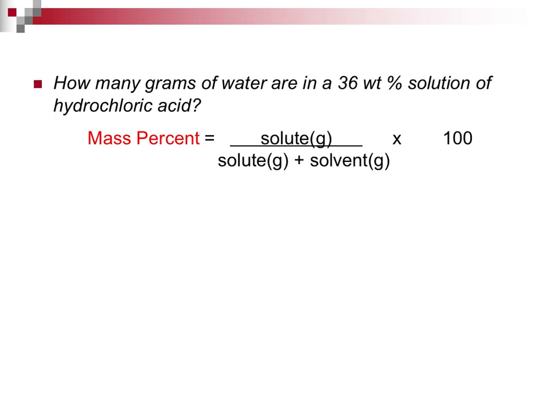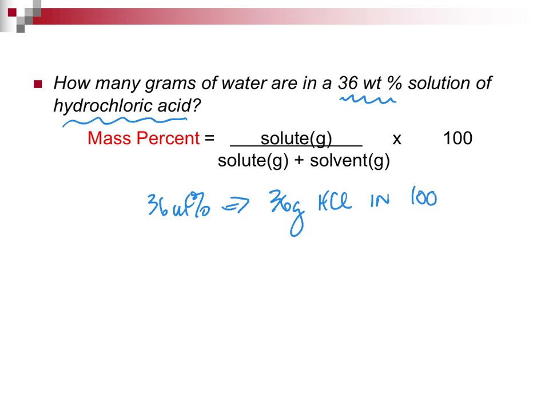The first one is mass percent. And here it says if I have a 36 weight percent solution of hydrochloric acid, how much water do I have? Well, 36 weight percent is the same thing as saying 36 grams of HCl in 100 grams of solution. See, I almost wrote water. That's what people often do.